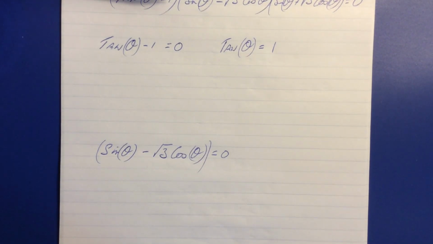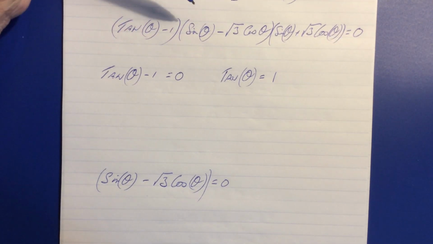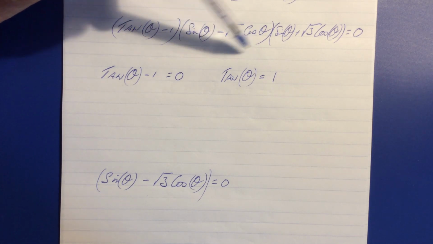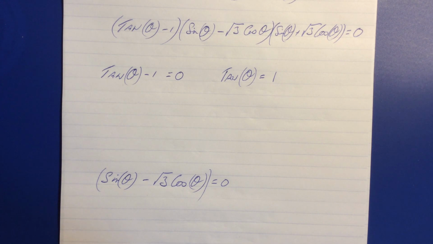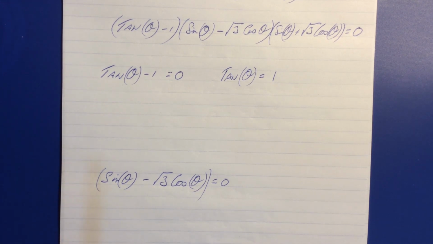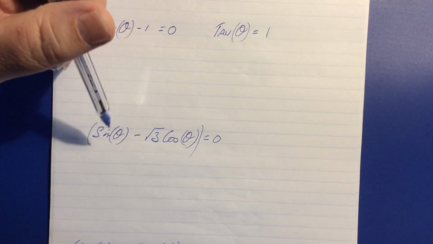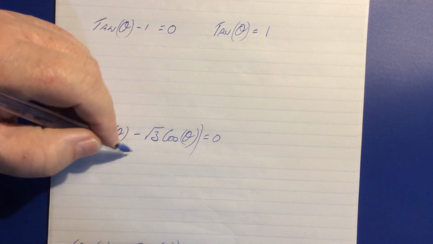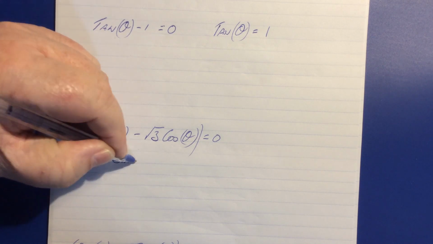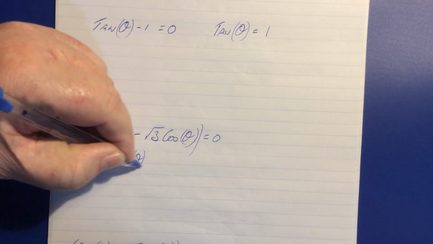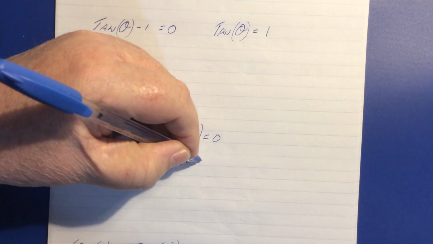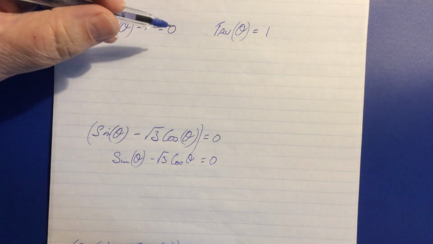Well, let's have a look at the second part of this, which, if I just bring that back into frame, sine theta minus root 3 cos theta. How do we make that 0? And where's the tangent here? Where's the tan? Well, let's go to work. Sine theta minus root 3 cos theta equals 0.